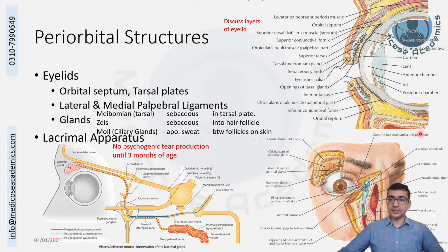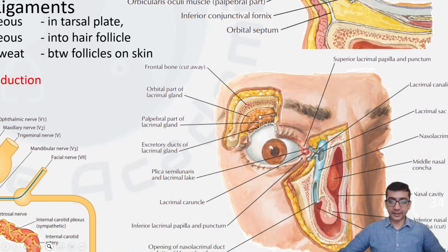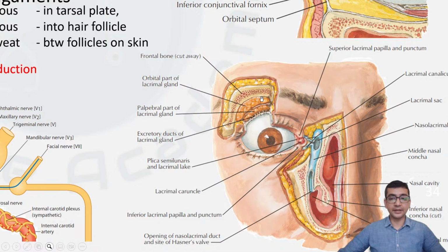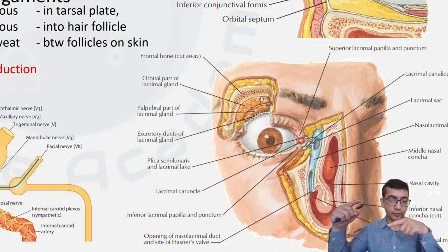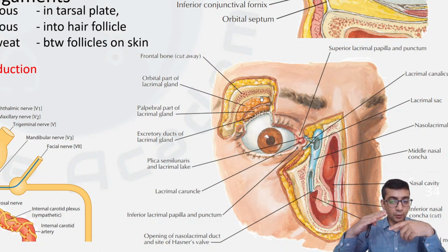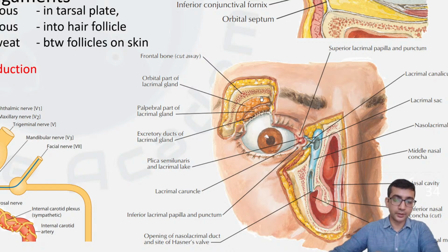And last but not the least, we are left with the lacrimal apparatus, the apparatus that produces the tears. The lacrimal gland is present on the superolateral aspect of the orbit, just below the roof of the orbit at the junction of the roof and the lateral wall. That is the lacrimal fossa right here in which the gland is present.